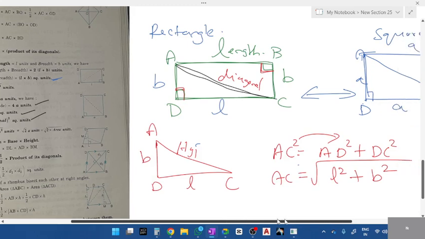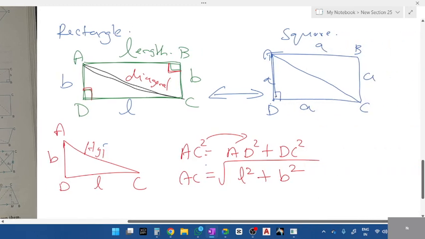Okay, fine. For a square, tell me the diagonal. What do we get? Diagonal is equal to the square root of what, the two sides we have? A square plus A square. According to the hypotenuse, A square plus A square is root 2 A square. A square will get cancelled, so root 2 A. This is the difference between rectangle and square.